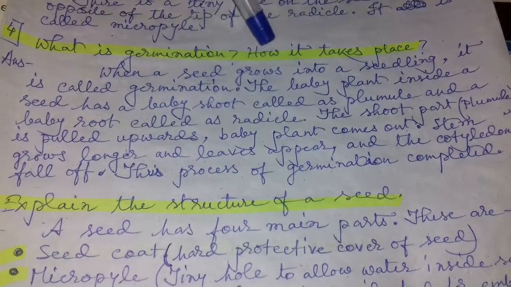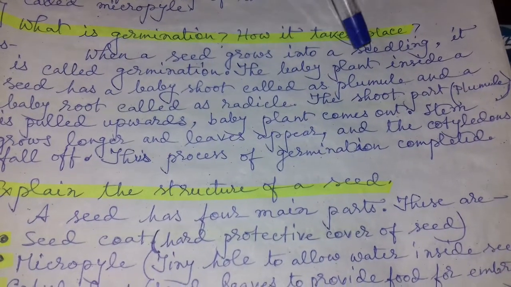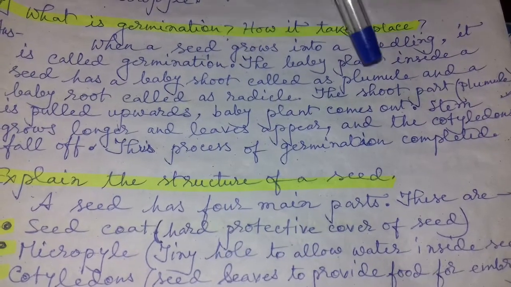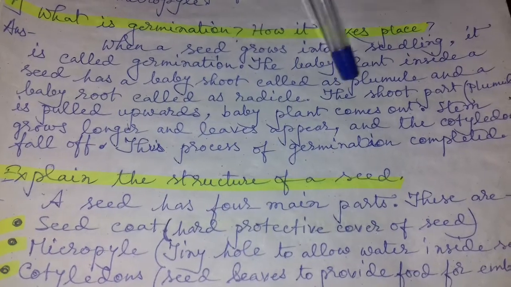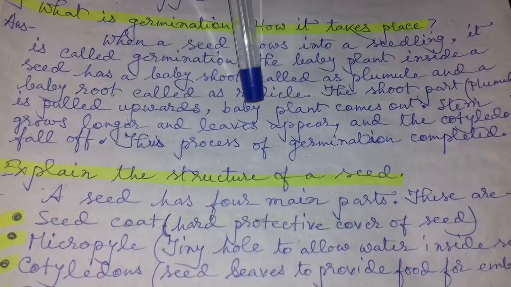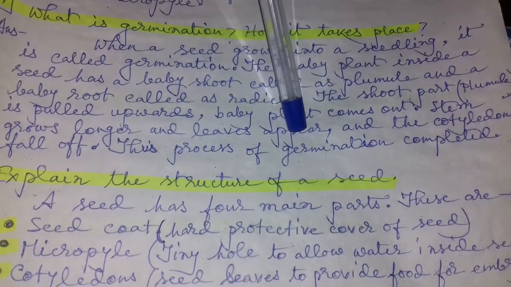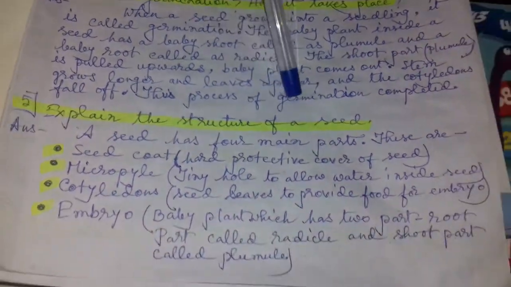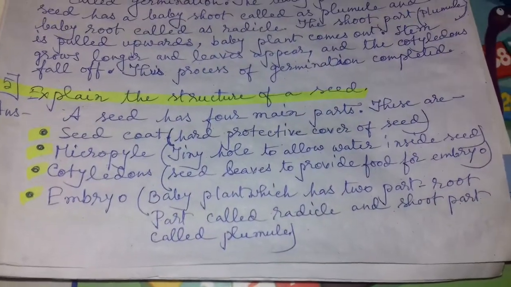When a seed grows into a seedling, it is called germination. The baby plant inside a seed has a baby shoot called plumule and a baby root called radicle. The shoot part, plumule, is pulled upwards, the baby plant comes out, the stem grows longer and leaves appear, and the cotyledons fall off. Thus the process of germination is completed.